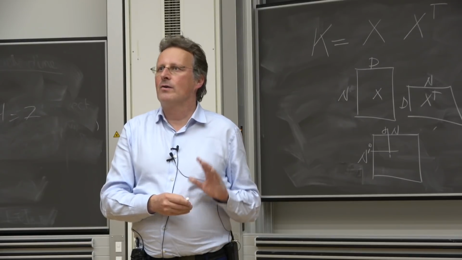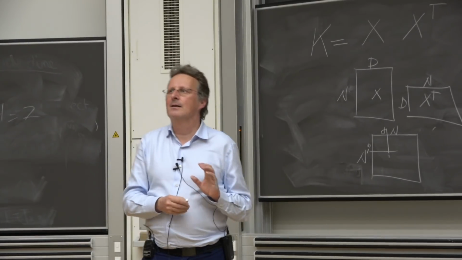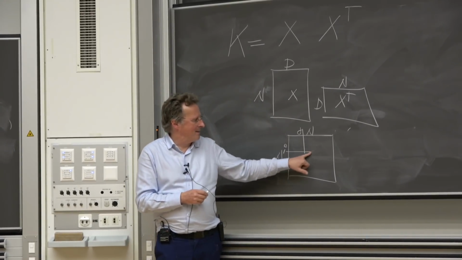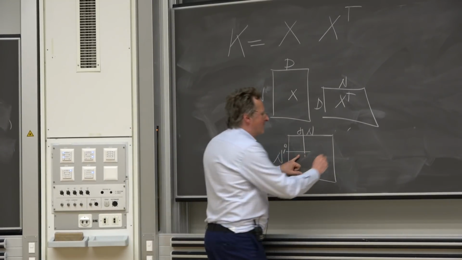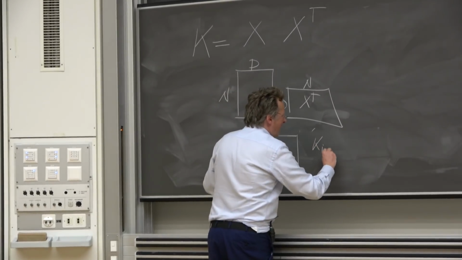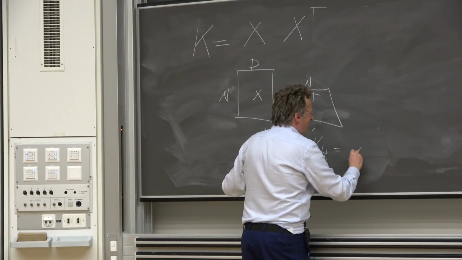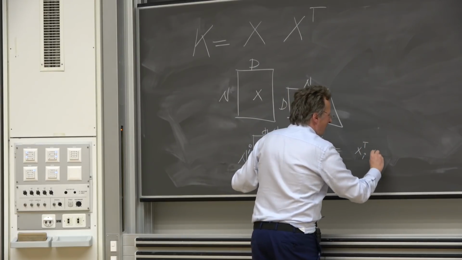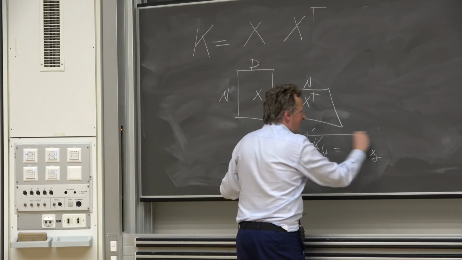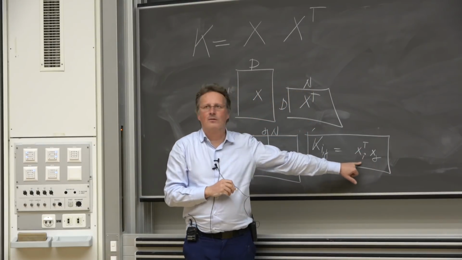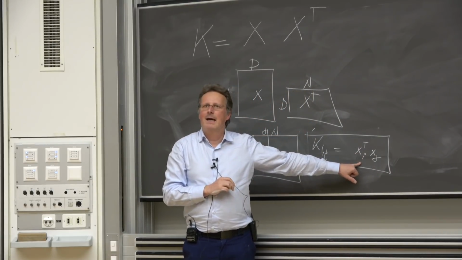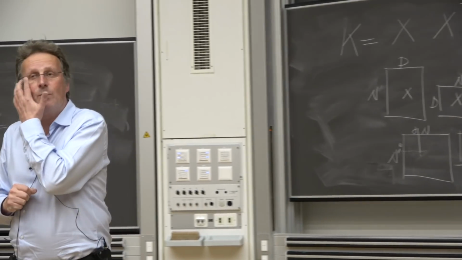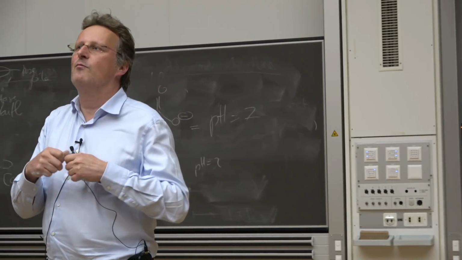Okay? So this will be the key for next time. If we're looking at this entry K_ij, then this is simply x_i transposed times x_j, where these are the feature vectors. So it's just a simple inner product. And what we will see is that there's a very nice way of thinking of more general things.